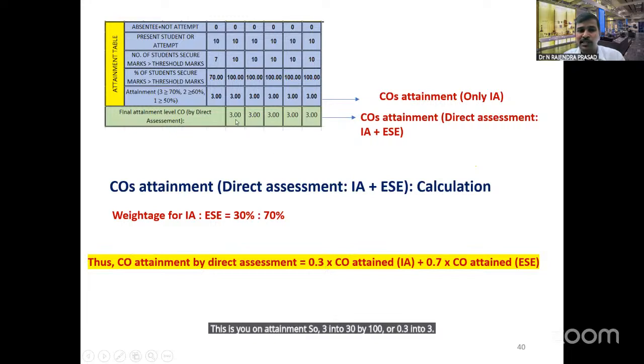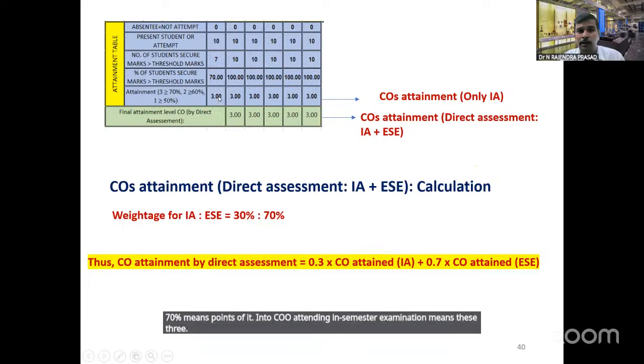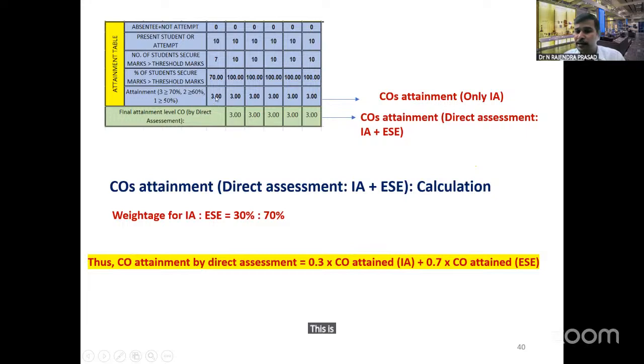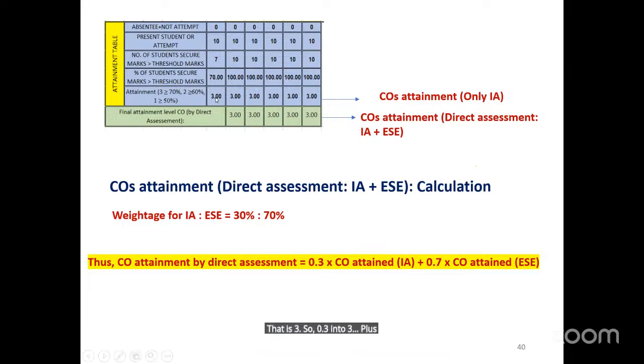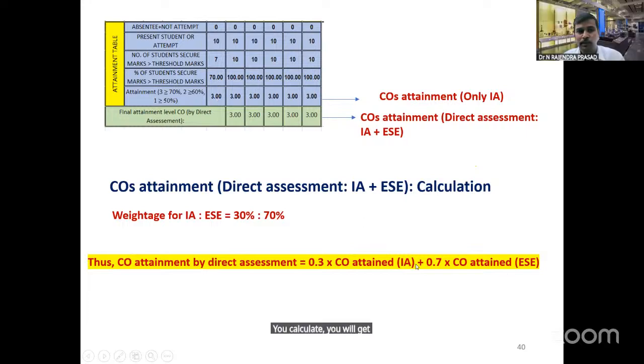0.3 into 3 for this CO, plus the end semester examination has the weightage of 70%. 70% means 0.7 into the CO attained in the end semester examination, which is this 3. This is the attainment of all the students in the end semester examination. That is 3. So 0.3 into 3 plus 0.7 into 3. You calculate, and you will get the overall attainment, which can be tabulated here.